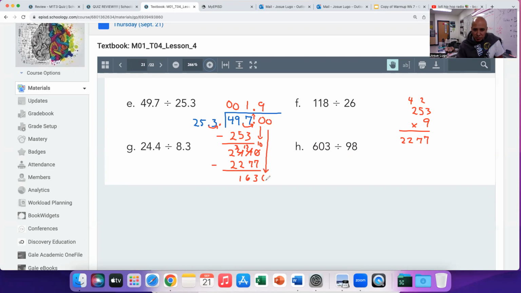Now we need to see what the hundredths place is going to be. Now 253 goes into it, I believe, 6 times. 253 times 6. 6 times 3 is 18. 6 times 5 is 30, plus 1 is 31. 6 times 2 is 12, plus 3 is 15. And yes, it won't go 7. It'll be 6. So 253 times 6 is going to give me 1,518. So let's go ahead and subtract these. It's going to be 112.